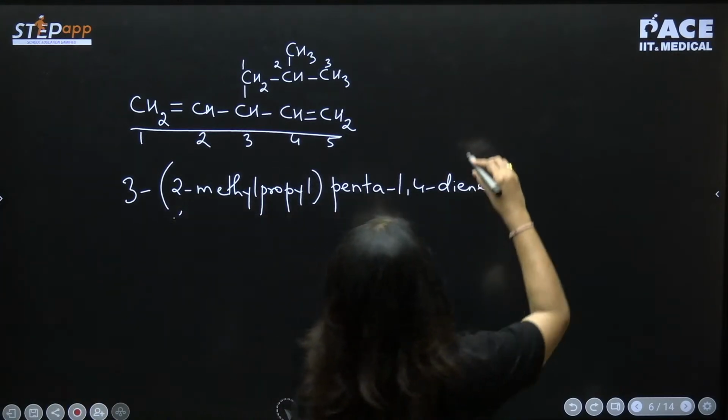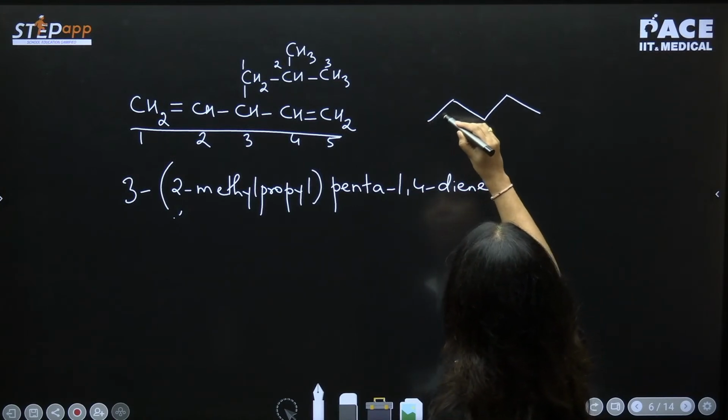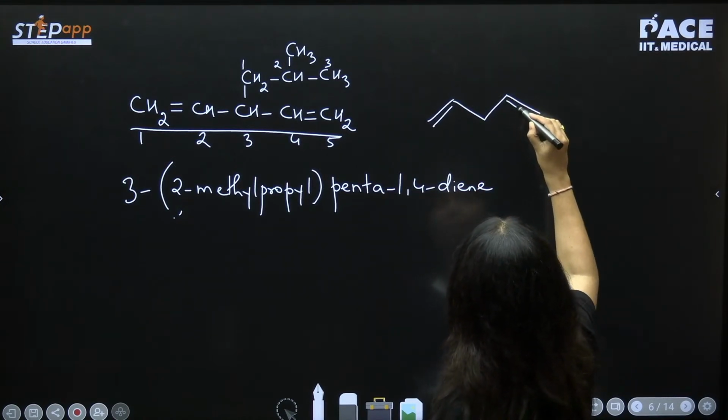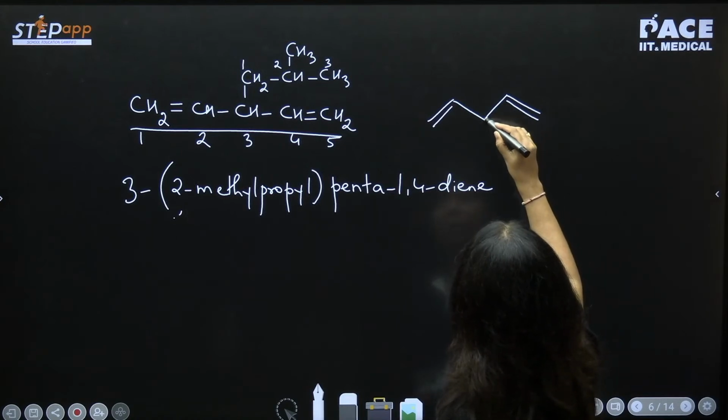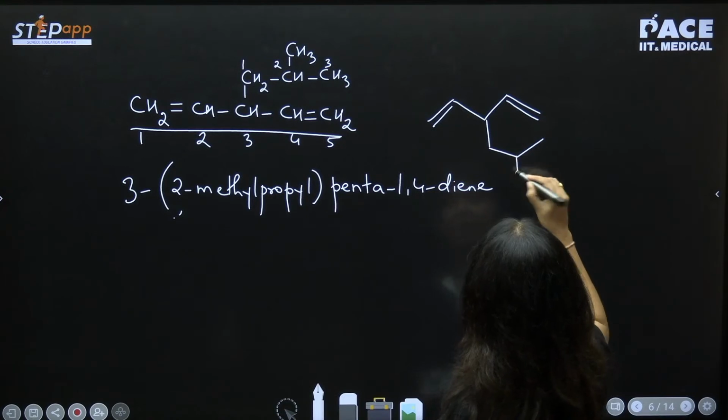The bond line I can make it. This is the third carbon with 3 carbons, 1, 2, 3, and there's a methyl branch here.